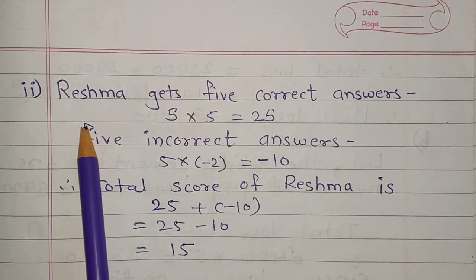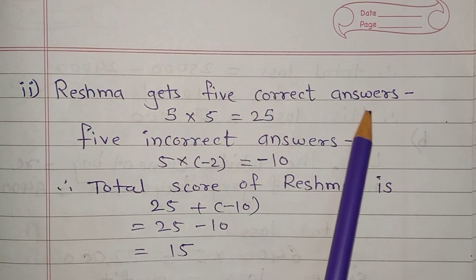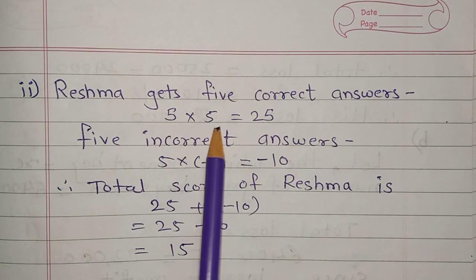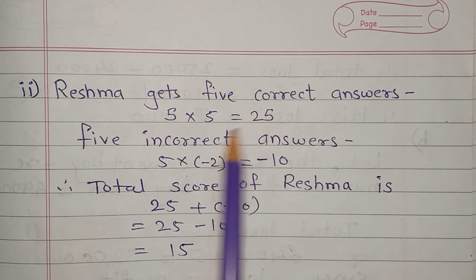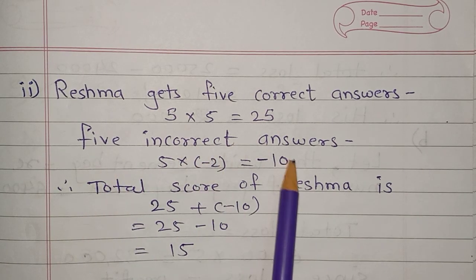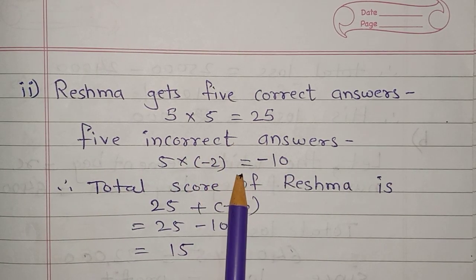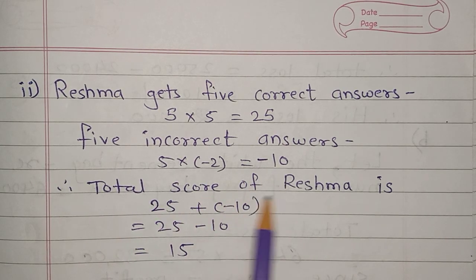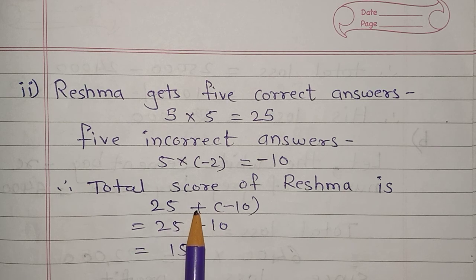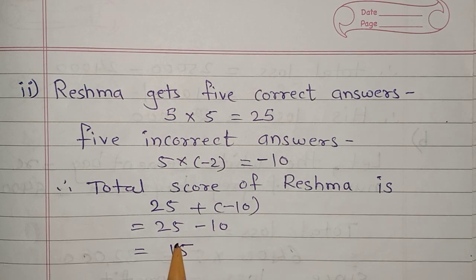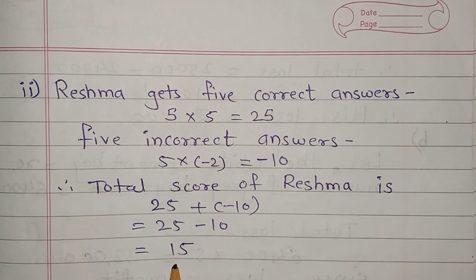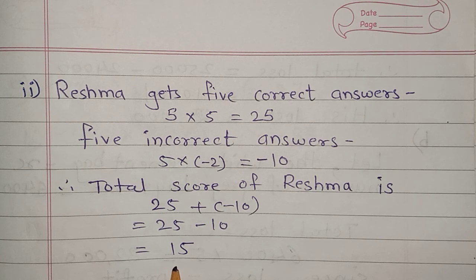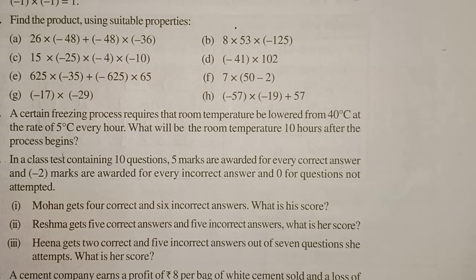So now Reshma gets 5 correct answers. So let's find out her score. It is 5 into 5, 25, and 5 incorrect answers. So 5 into minus 2 gives minus 10. So total score of Reshma is 25 plus minus 10. 25 minus 10 gives the answer 15. So Reshma gets 15 marks in the class test.